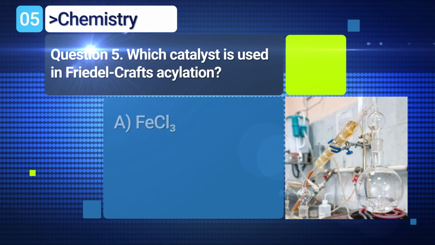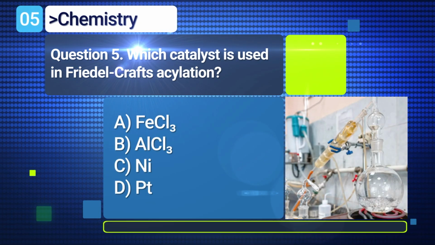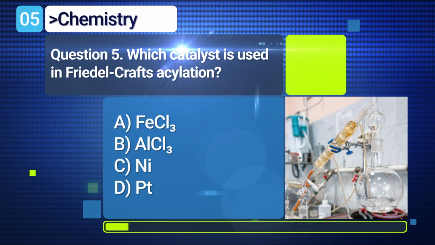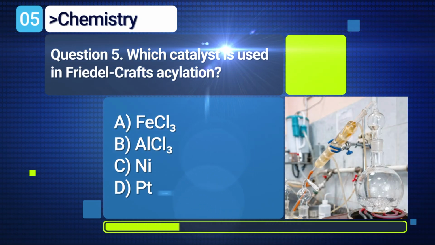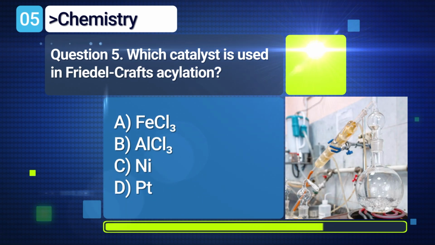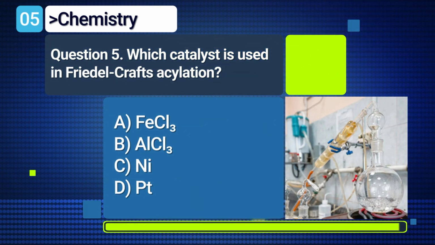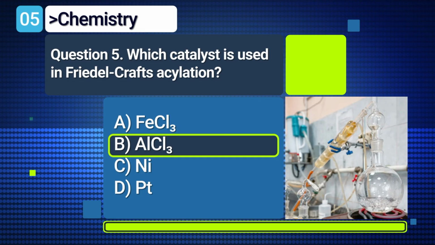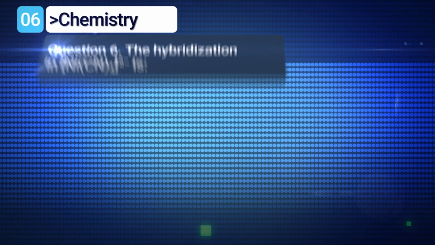Question 5. Which catalyst is used in Friedel-Crafts acylation? A. FeCl3, B. AlCl3, C. Ni, D. Pt. Answer B. AlCl3.